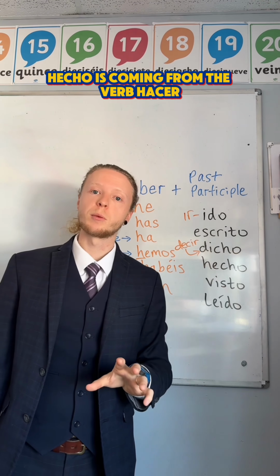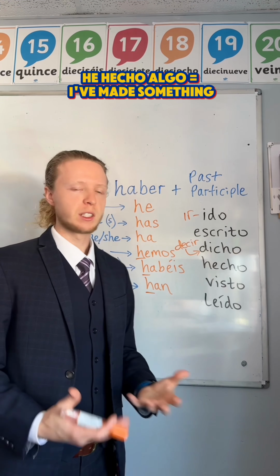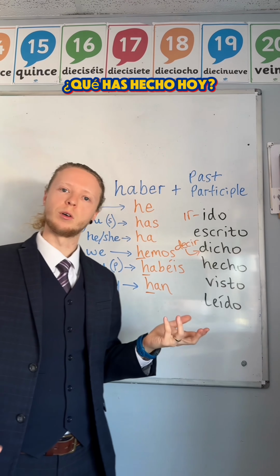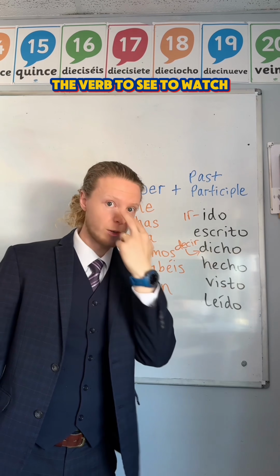Hecho. Hecho is coming from the verb hacer, the verb to do, to make. He hecho algo, I've made something. I've done something. ¿Qué has hecho hoy? What have you done today? Visto. Visto is coming from ver, the verb to see, to watch.